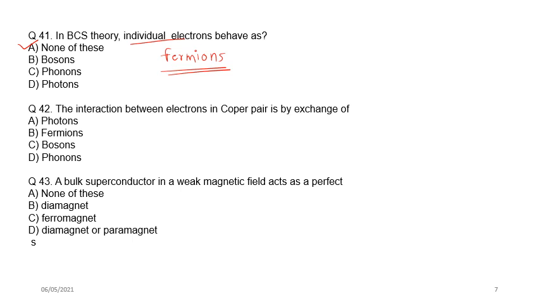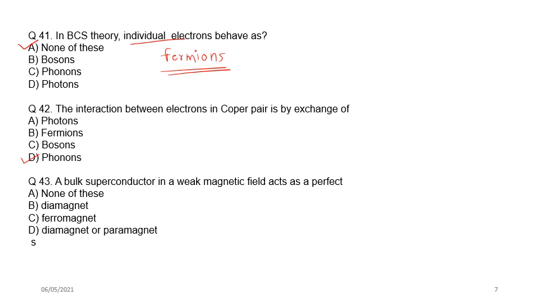Exchange of phonons is the answer, because in Cooper pairs, electrons get combined and behave as bosons, and there is exchange interaction between these Cooper pairs, and these exchange interactions are through phonons. Phonons are nothing but lattice vibrations. So if you study BCS theory correctly, you will be able to answer these questions.